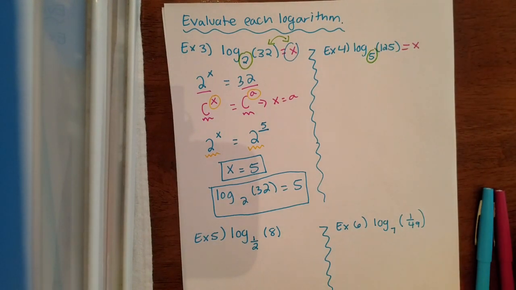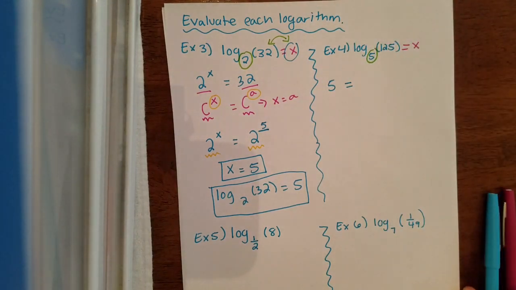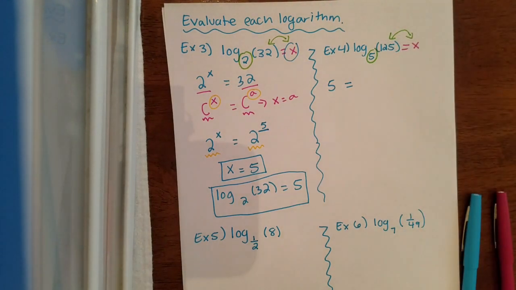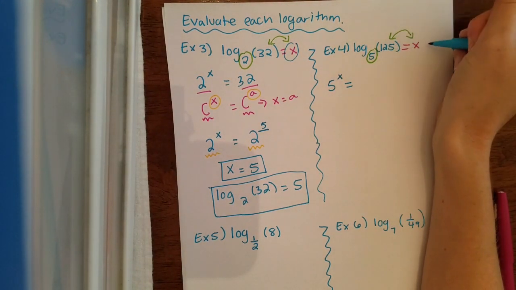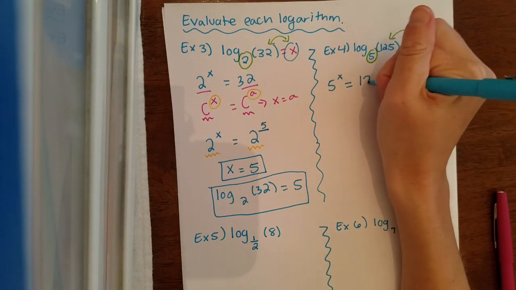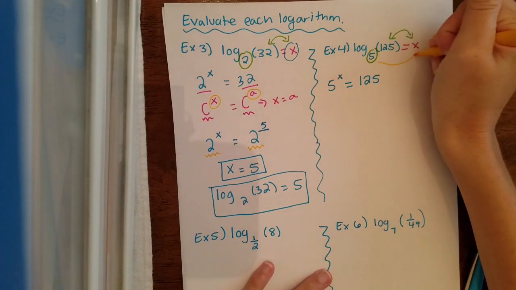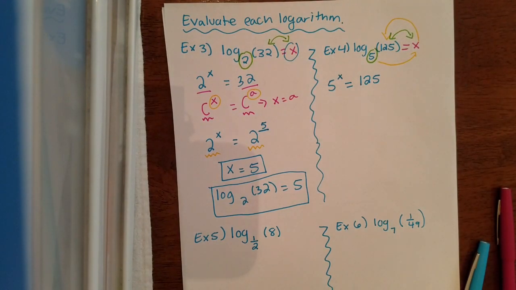So that is going to be the base of my exponential. And then remember the little shortcut, these two are going to trade spaces. So the x is going to become the exponent on my 5, and the 125 is going to hop to the other side of the equal sign. Or you could do that little roundabout method I've shown you. 5 raised to the power of x equals 125. Either way, whichever way makes more sense to you.